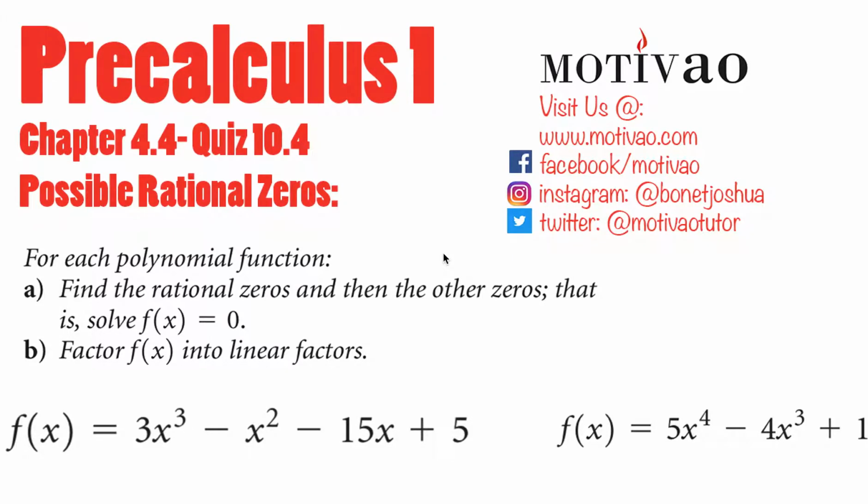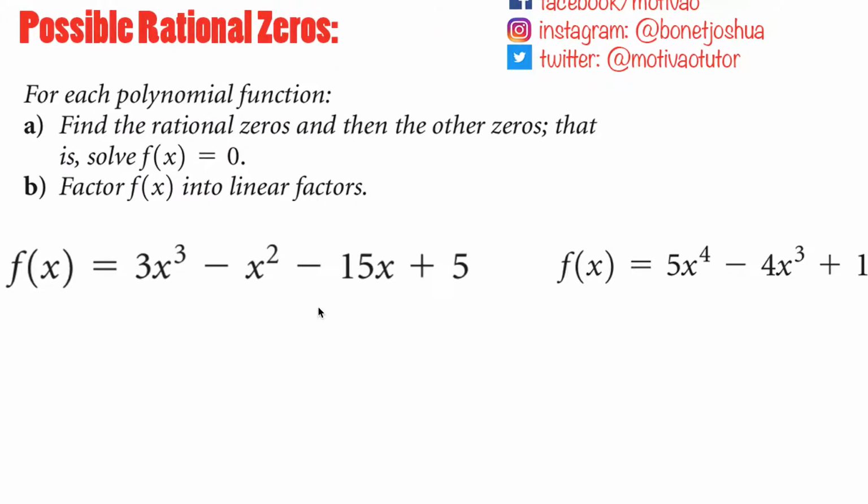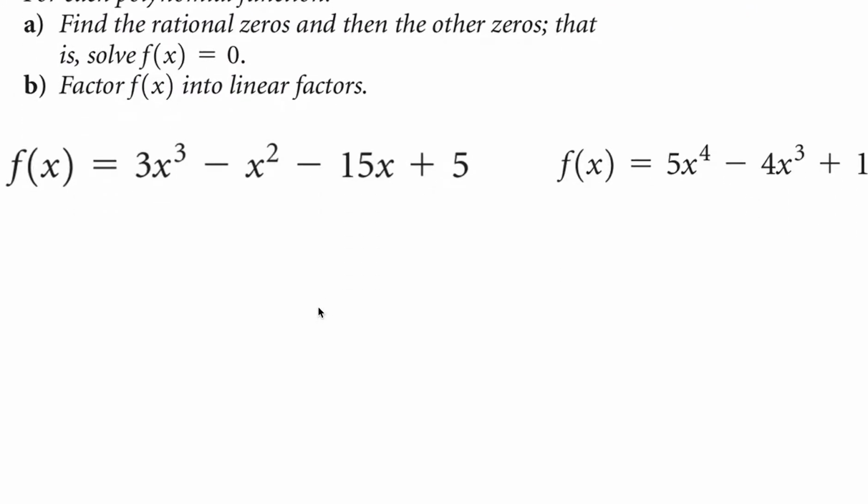Guys, today we're gonna do the possible rational zeros test or theorem. It says for each polynomial function, find the rational zeros and then the other zeros, that is solve f of x equals 0. And then part B says factor f of x into linear factors. Okay, so what does the rational zeros theorem say?